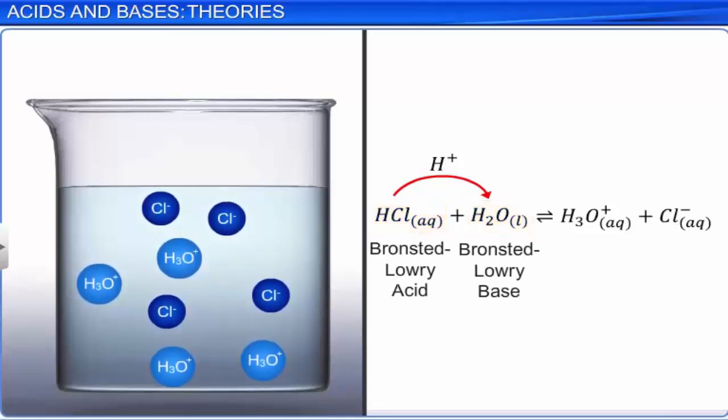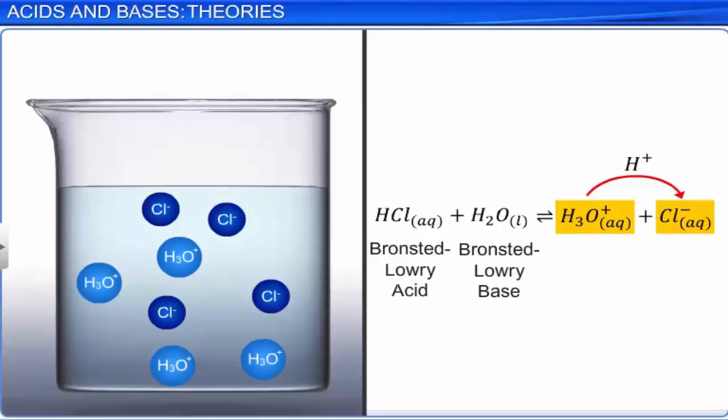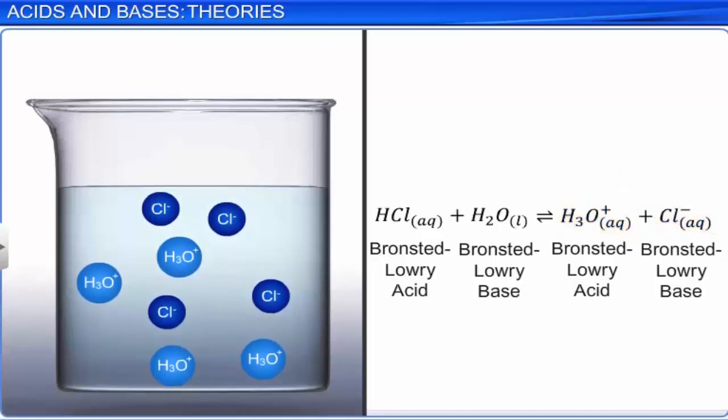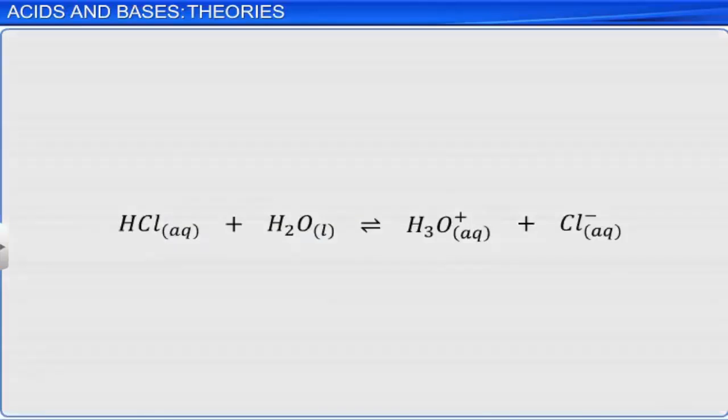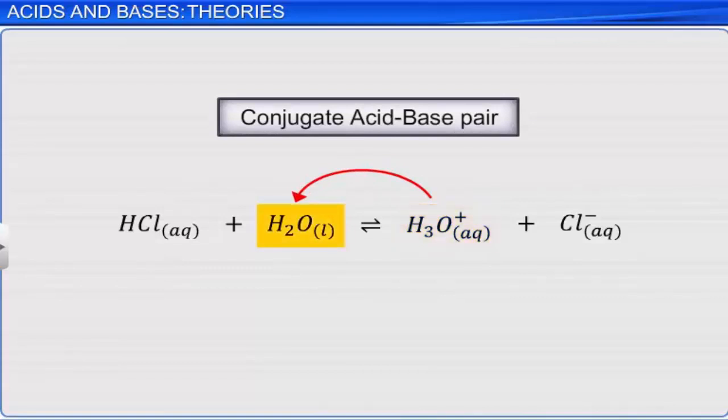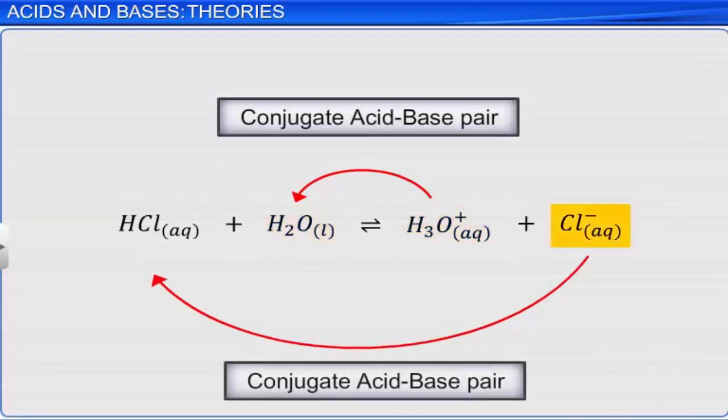As you can see, in the reverse reaction, the H3O+ ion acts as a proton donor and the chloride ion acts as a proton acceptor. Thus, the H3O+ and Cl- ions act as Bronsted-Lowry acid and base, respectively. Observe that the H3O+ ion, H2O, and the HCl and Cl- ions differ from each other by a proton only. Therefore, you can say that H3O+ is the conjugate acid of the base H2O, and Cl- is the conjugate base of the acid HCl.